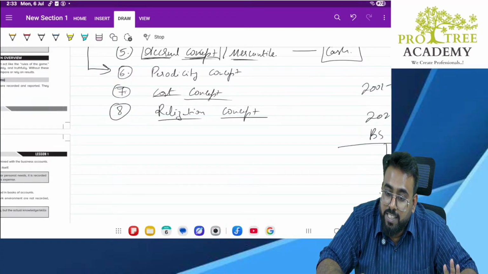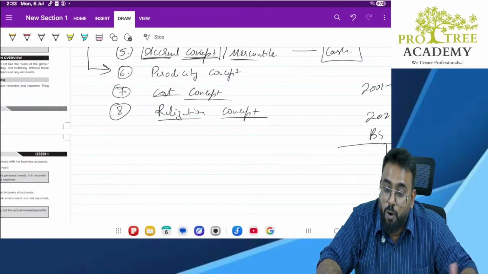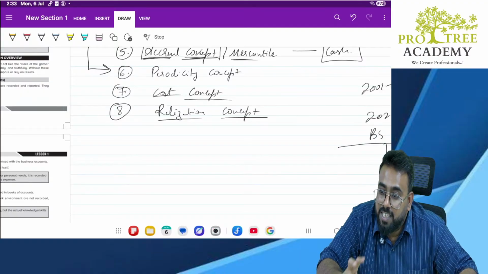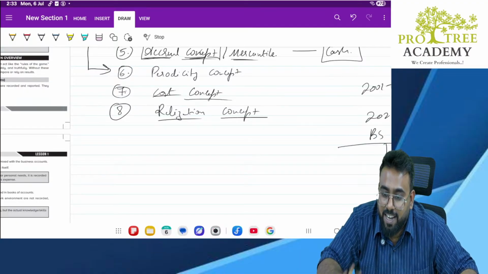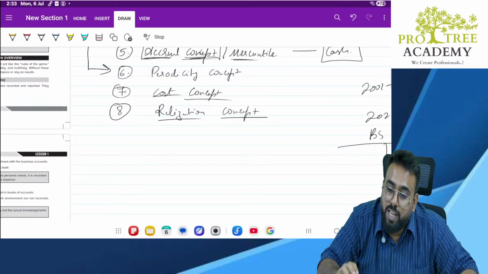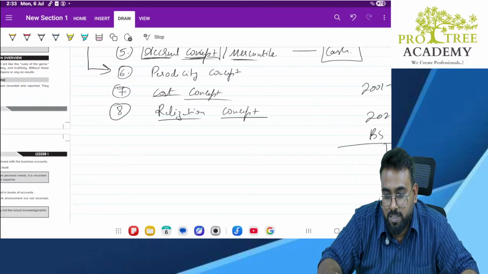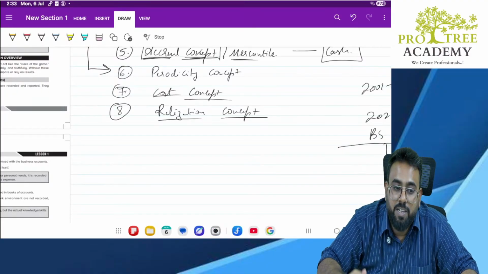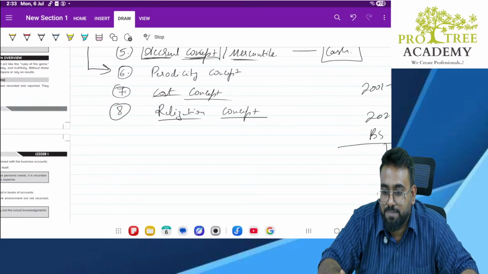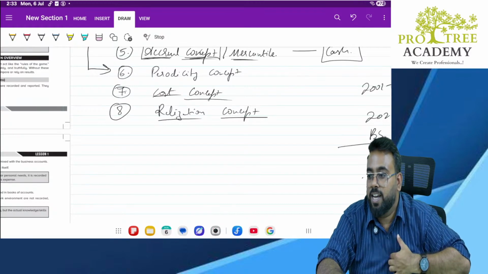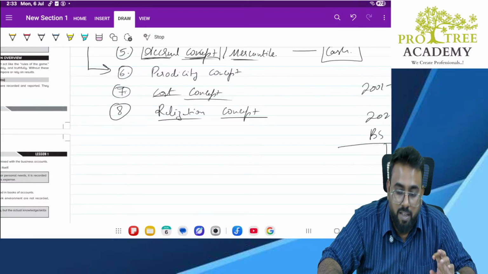See, accrual is a basis of accounting. How do you account? Realization is just a concept. What they are trying to say in realization is, just don't assume the things and record cash has been received. You record cash has been received only when it is actually realized. Understanding? Don't confuse between accrual and realization.